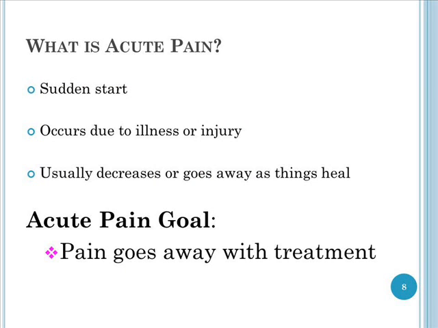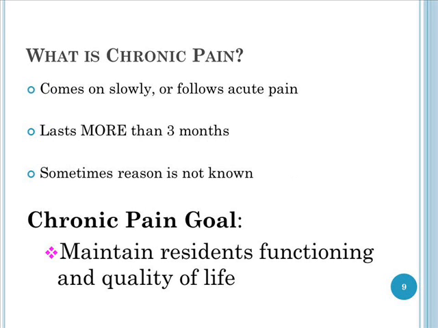So what is acute pain and how is it different from chronic pain? Acute pain is pain that usually has a sudden start to it, and it's usually related to an illness or a trauma or an injury. And what's key is that when that trauma or injury heals, the pain should go away. So if we treat and if the cause of the pain heals, then the pain goes away.